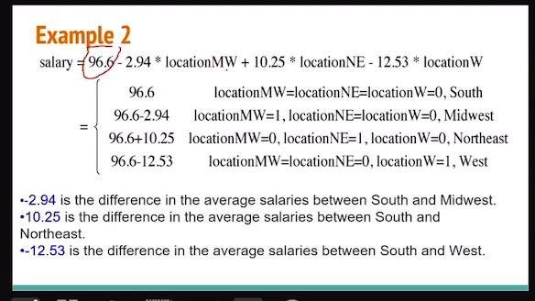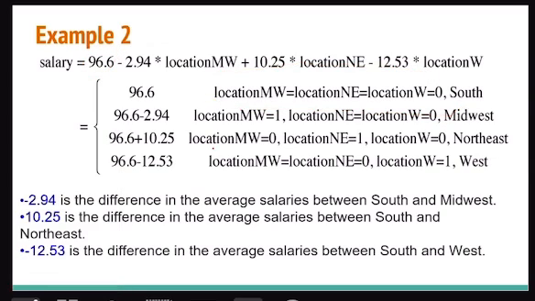Now, when we coded South as 0, what I'm trying to say is that this is the average salary for the South. I'm not considering any other region or location in the US other than the South, and that's why you see the other locations I put as 0. Is there any question about that? Okay, now I want to move on.